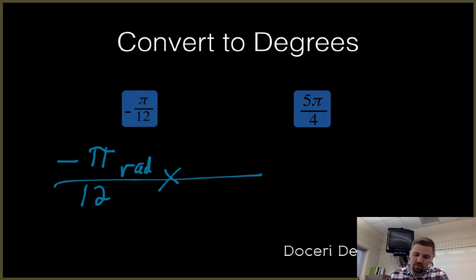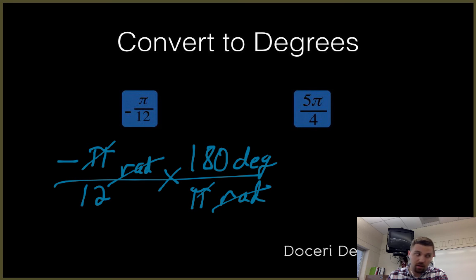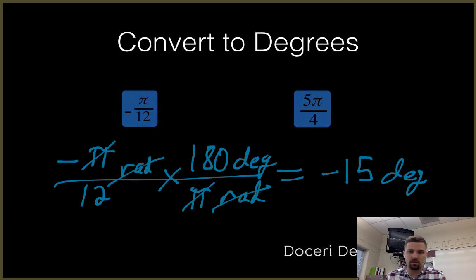And then since we want to cancel out radians, we'll put pi radians on the bottom, and we'll put 180 degrees on top. The radians will go away, the pi's will cancel out, and I'll get 180 divided by 12, which I think is 15, but let's check. 180 divided by 12 is 15, so this would be equal to negative 15 degrees. Or you can use the degree symbol, it doesn't matter to me. And that's it for converting between degrees and radians, and also measuring angles.